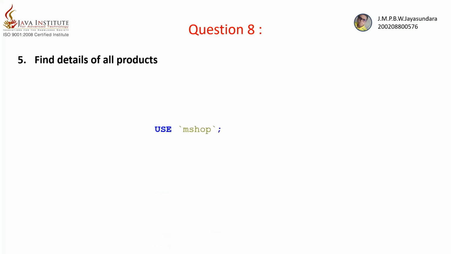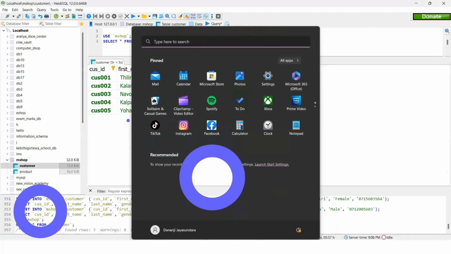In our fifth question, it says find details of all products. First, we need to define what database we are using. After that, we can run a search query. And in here, we have said select all columns from product table. So it's going to give us all the data available within product table. So let's go and see how we can practically do this.